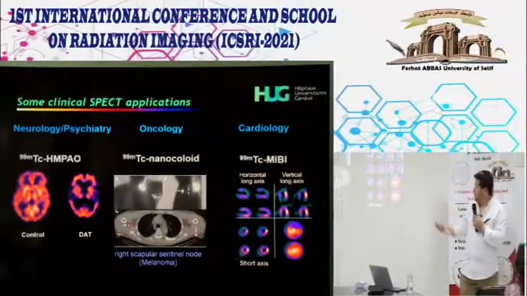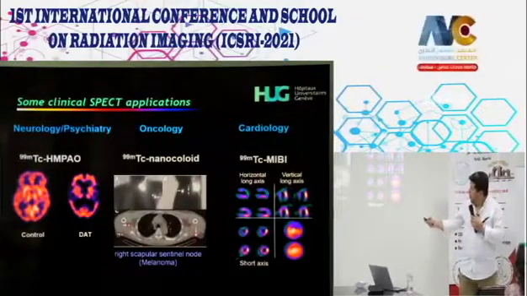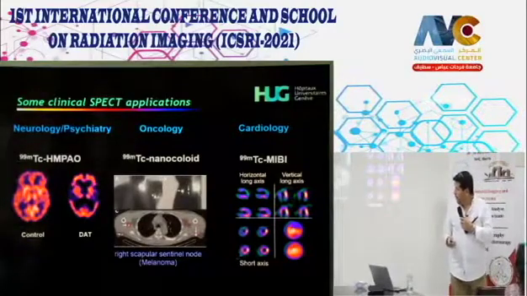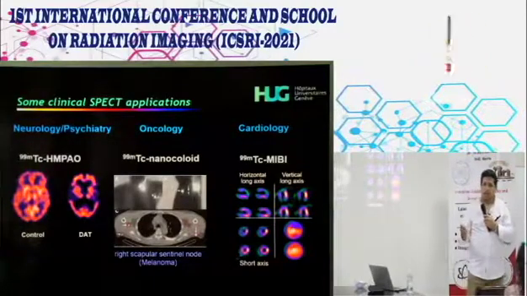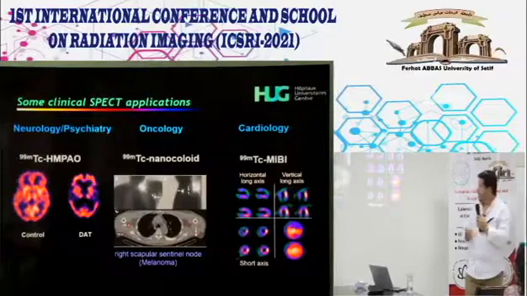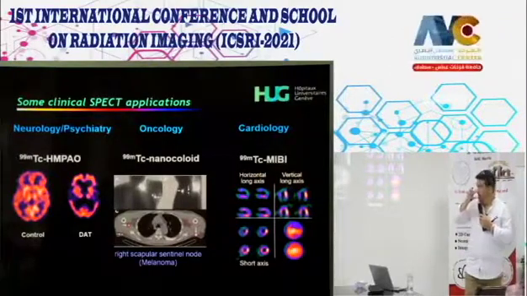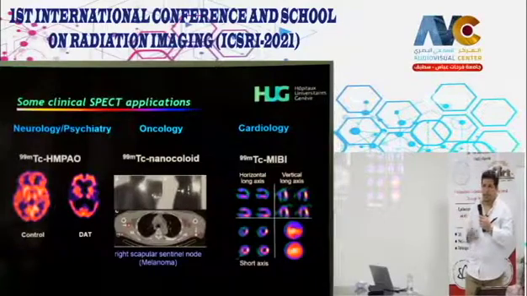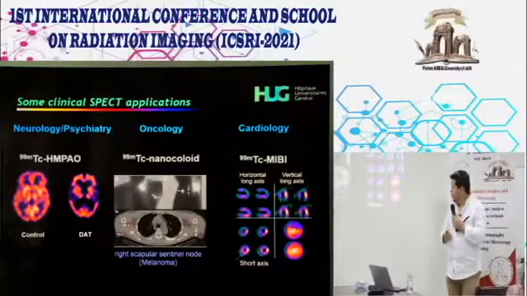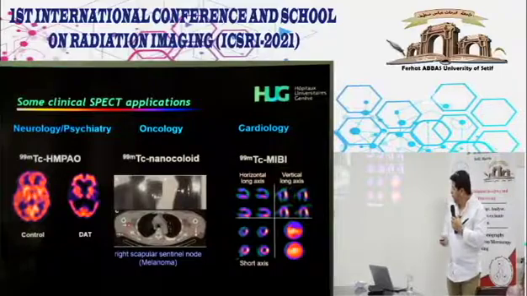I would say 50–60% of our applications is clinical oncology, so cancer patients. And cardiology has 34–35%, and neurology is really a small portion. So these are basically SPECT and cameras.